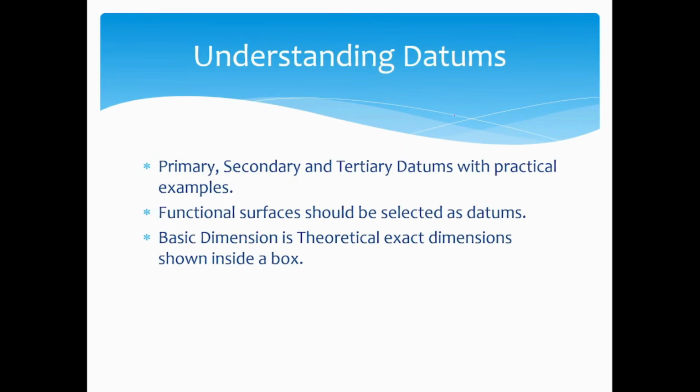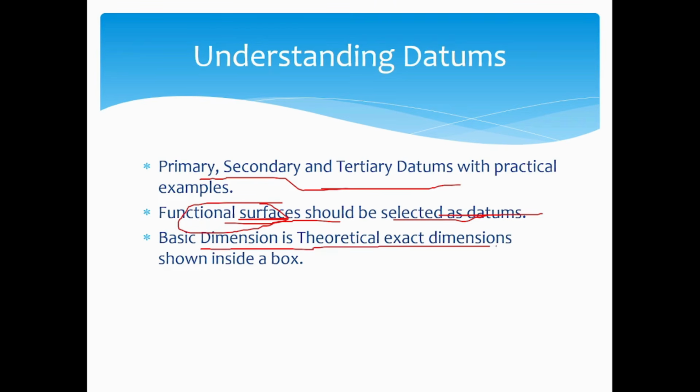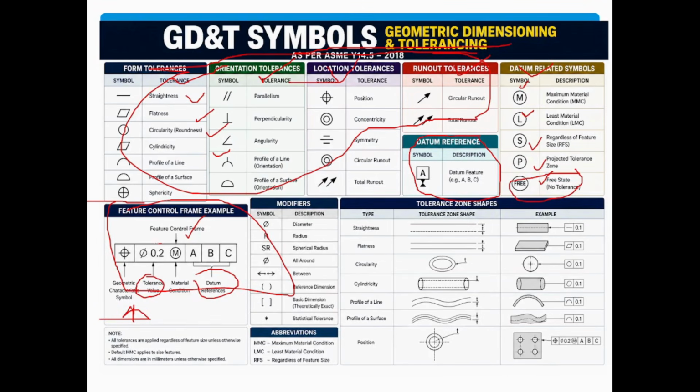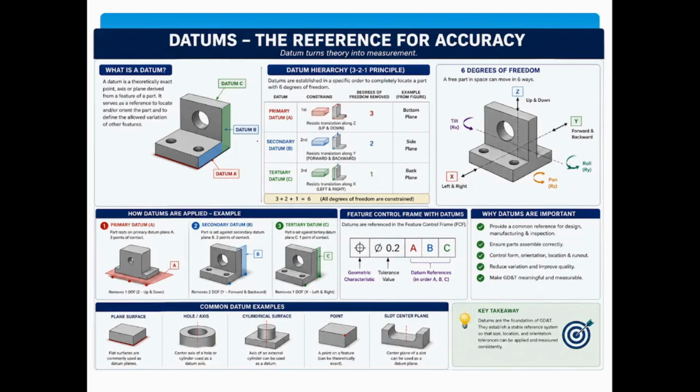Now, understanding the datums. The datum can be primary, secondary, or tertiary. The functional surfaces should be selected as datum. This is an important line: the functional surfaces should be selected. The basic dimension is a theoretical exact dimension shown inside the box. The basic dimension is the theoretical dimension. This dia of 0.2 mm is a theoretical dimension. So as this is a 3D surface, these three could be datums.